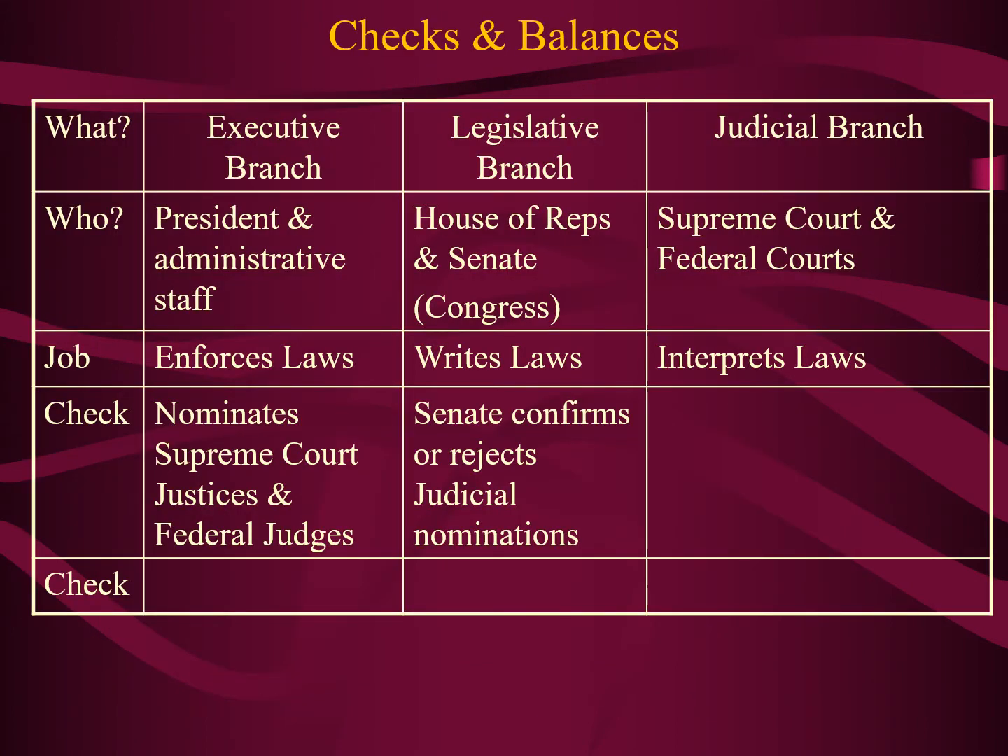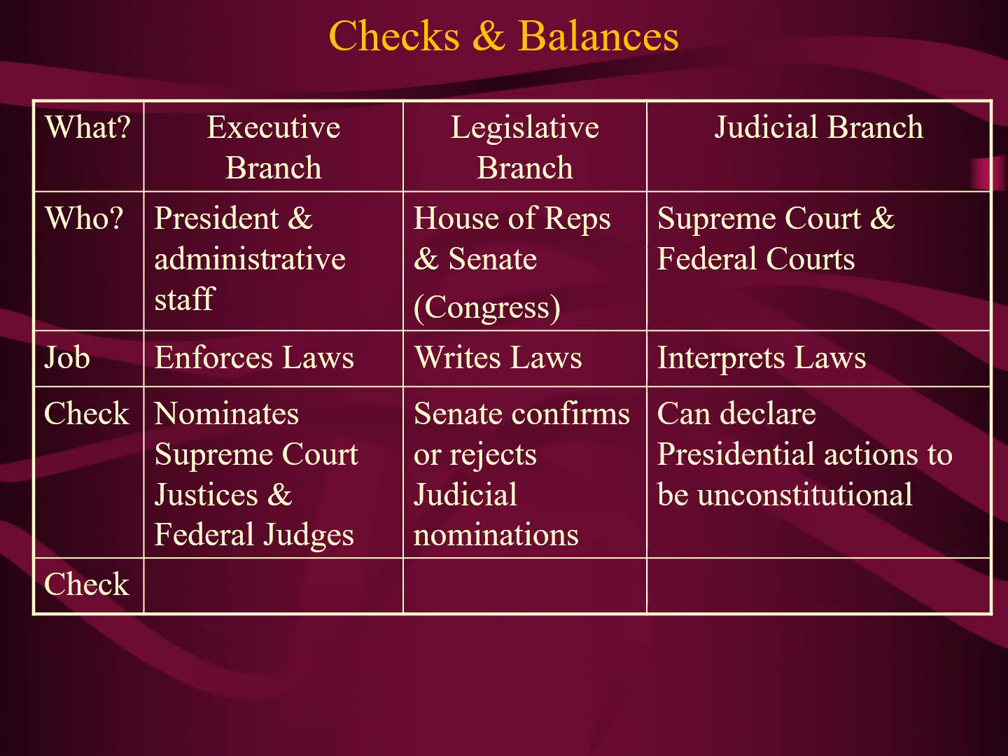While the president has the sole authority to nominate someone to fill a vacancy, the Senate has the ability to either confirm or reject any of those judicial nominations. This is one way that the legislative branch can check both the executive as well as judicial branches. The judiciary can also check the actions of both the legislative branch and executive. For example, the judiciary can declare presidential actions to be unconstitutional.